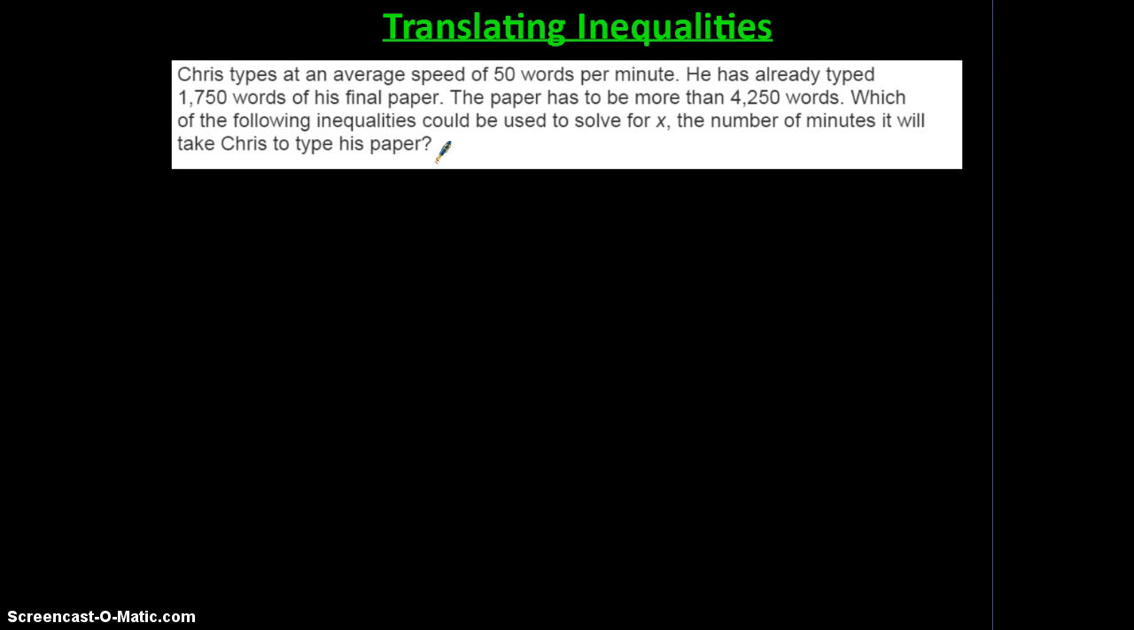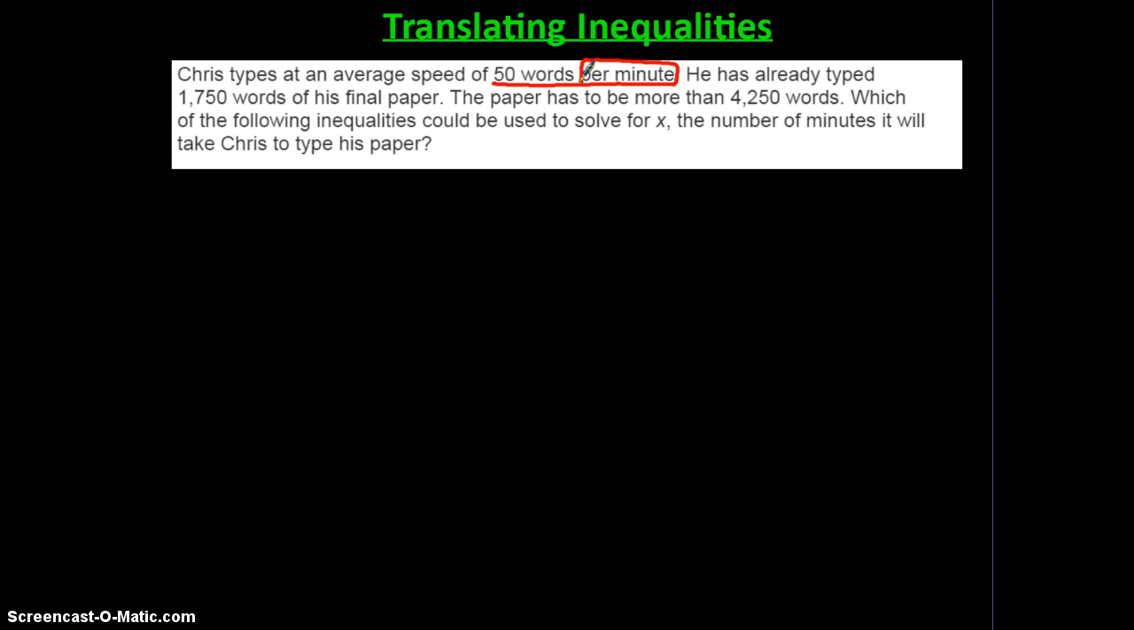So, basic information that I see here, I see that I'm talking about Chris, and he's typing at an average speed of 50 words per minute. That is very key and vital to our information up here. So I'm going to underline that information, and this per minute is going to come back in a second.